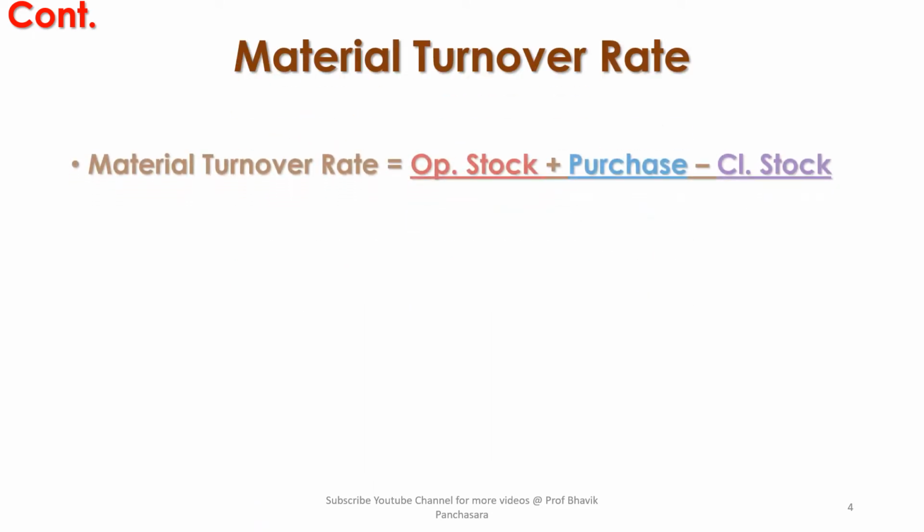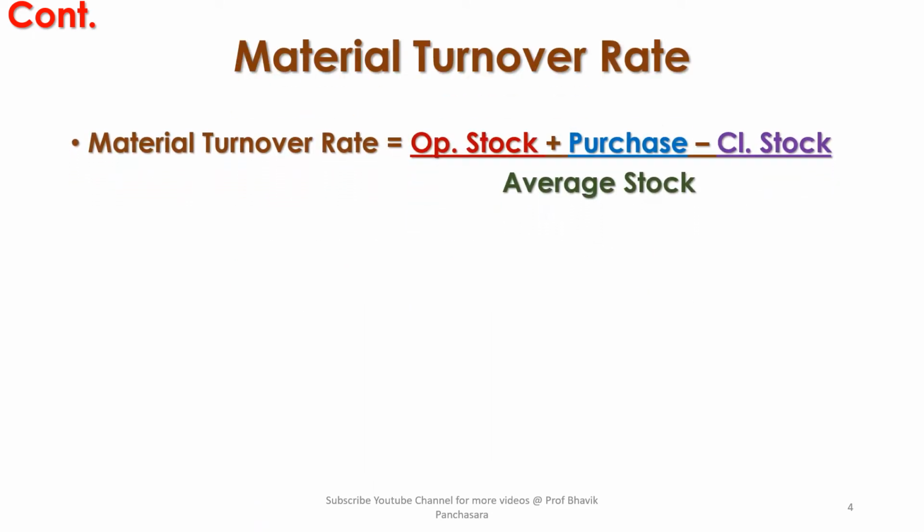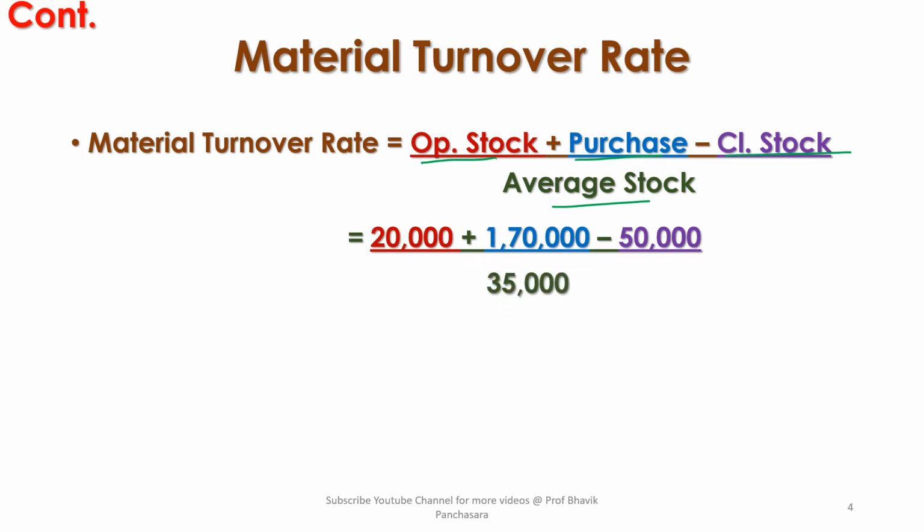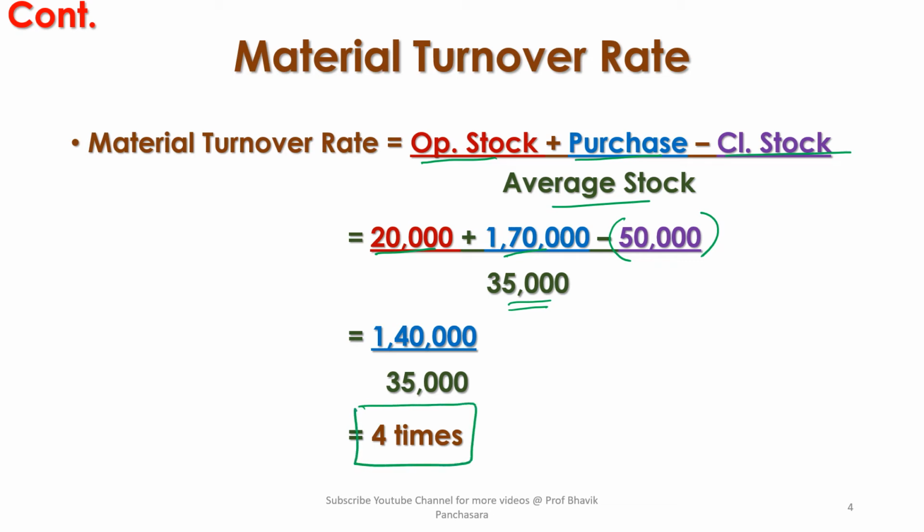Okay friends, now we will calculate material turnover rate. The formula for material turnover rate is opening stock plus purchase minus closing stock, or instead of that we can also say cost of goods sold divided by average stock. So here we will put the values in this formula: 20,000 plus 1,70,000 minus 50,000 divided by average stock 35,000. Now if we simplify this formula, the final answer of material turnover rate is 4 times.